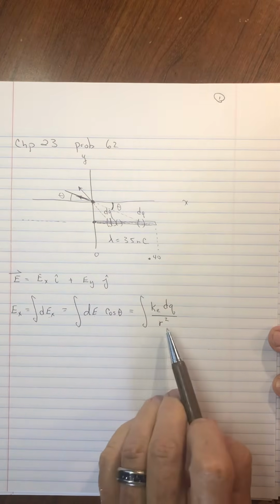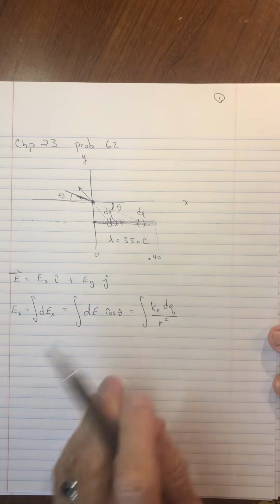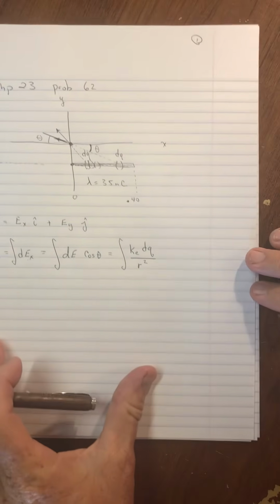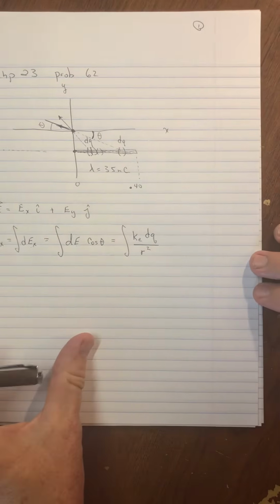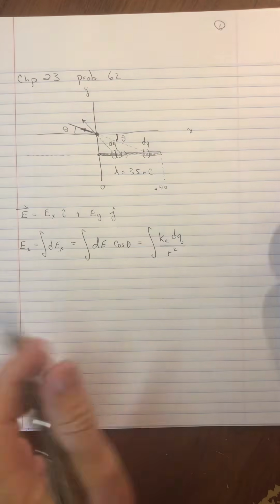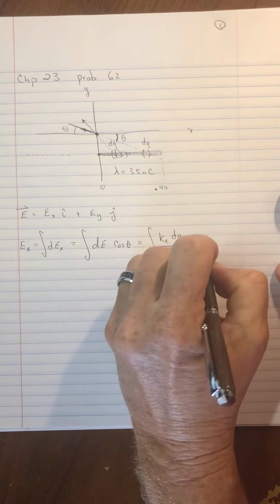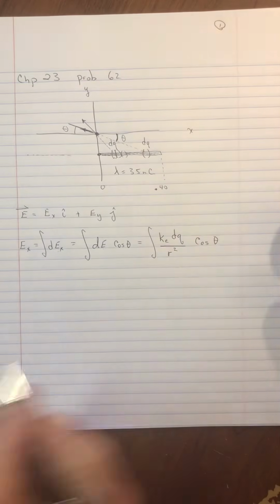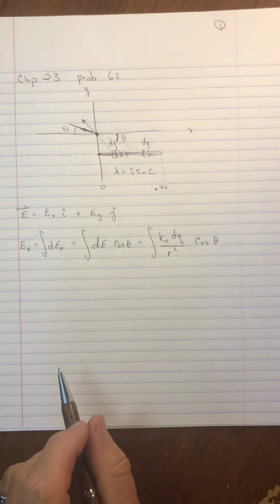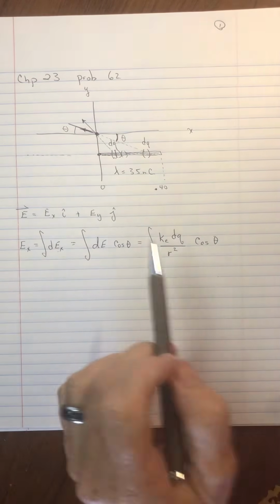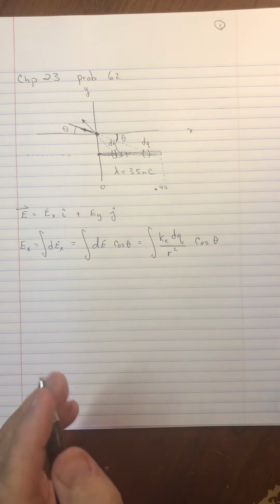That's the little formula for the electric field from a point. And then, of course, we still have this cosine theta. So that's kind of the main conceptual physics of it.